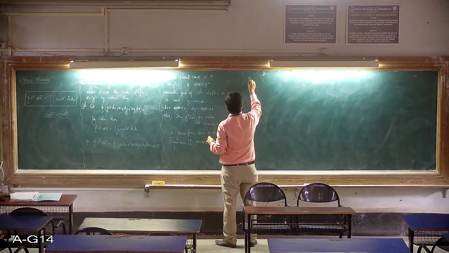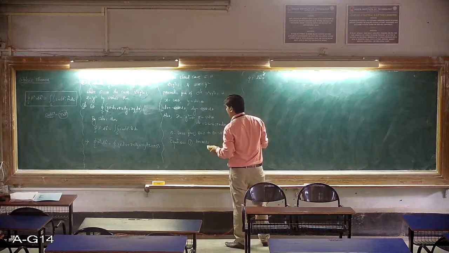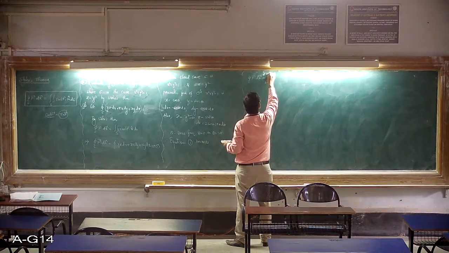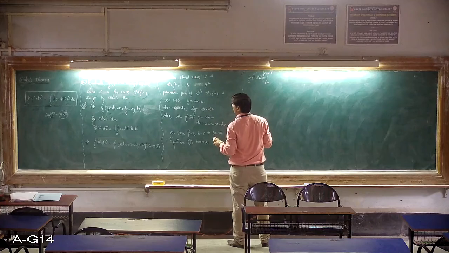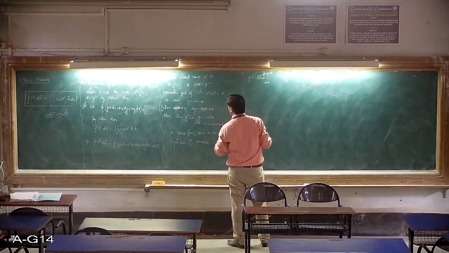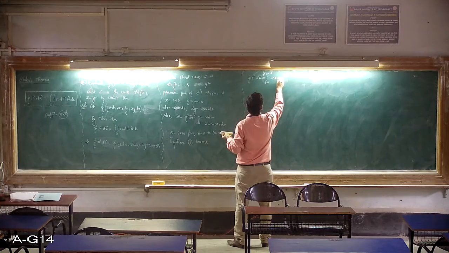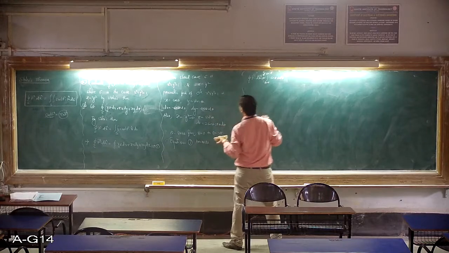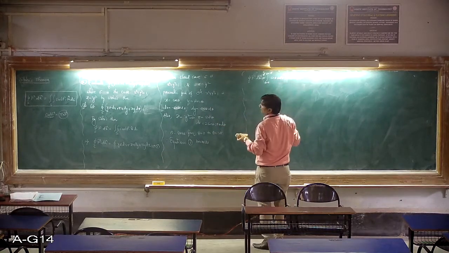Therefore the integration over closed curve C of F dot dr is equal to the integration from theta equals 0 to theta equals 2 pi of yz dx. Y is sin theta, z is sin square theta, so yz is sin theta into sin square theta. Then dx is minus sin theta d theta.